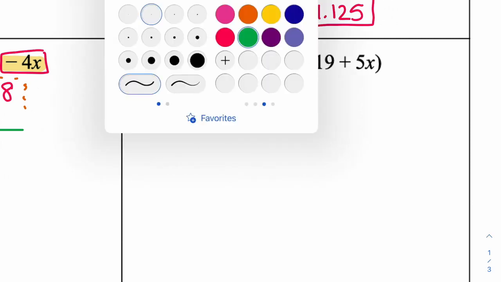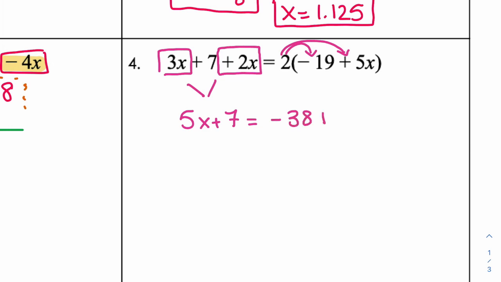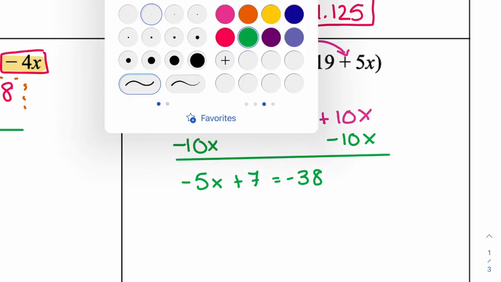Number 4, again, I'm going to look at the left side first, and I'm going to combine my like terms. And again, you can follow your list of steps that I've posted and that you took notes on. So this would be 5x plus 7 equals, distribute the 2 on this side, so you get negative 38 plus 10x. I like to move my variable first, and I like to move it from the right to the left, so I'm going to subtract 10x from both sides. When I do that, I get negative 5x plus 7 equals negative 38.